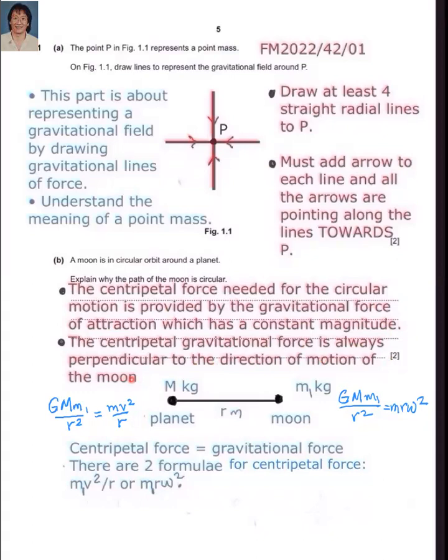There are 2 formulas for centripetal force. One is mv squared over r. One is mr omega squared. So you can equate gravitational force, GMm over r squared, equals mv squared over r. Or you can equate GMm over r squared equals mr omega squared. Which formula you equate depends on which variable is given to you.